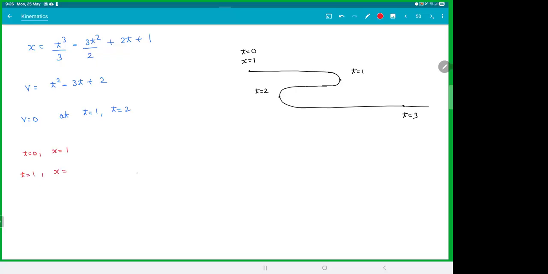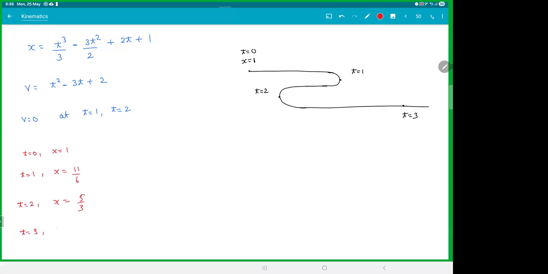1 by 3 minus 3 by 2 plus 3 plus 3 by 2, 1 by 3, 9, 11 by 6. T is equal to 2. You just have to substitute here. 2 cube by 3, 8 by 3, minus 3, 2, 6, 5 plus 1, 5 by 3.